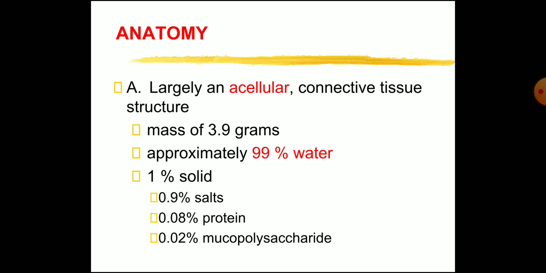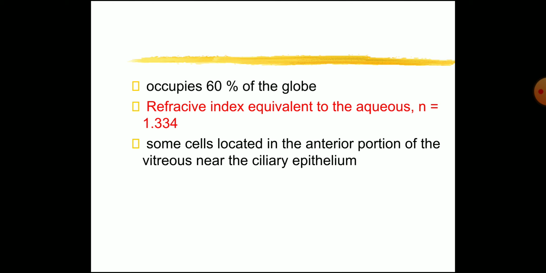Anatomy. It is largely an acellular connective tissue structure of mass 3.9 grams, approximately 99% water and 1% solid. The solid itself is 0.9% salts, 0.08% protein and 0.02% mucopolysaccharides. It occupies 60% of the globe and its refractive index is equivalent to the aqueous, that is 1.334. Some cells are located on the anterior portion of the vitreous near the ciliary epithelium.